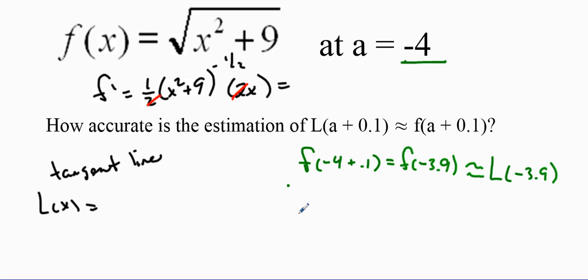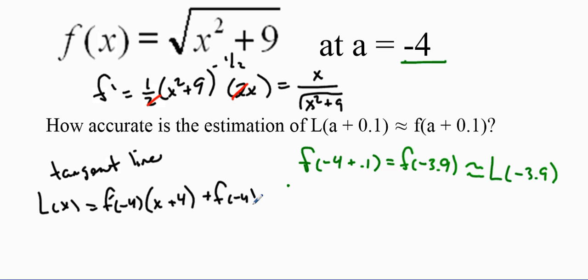What do we got here? We're going to have x on top, and on the bottom, we're going to have the square root of x squared plus 9. All right, so let's plug in -4 into there. We know that f prime of -4 will give us our slope, and then we'll have x plus 4, and then we add f of -4 to finish off our tangent line.